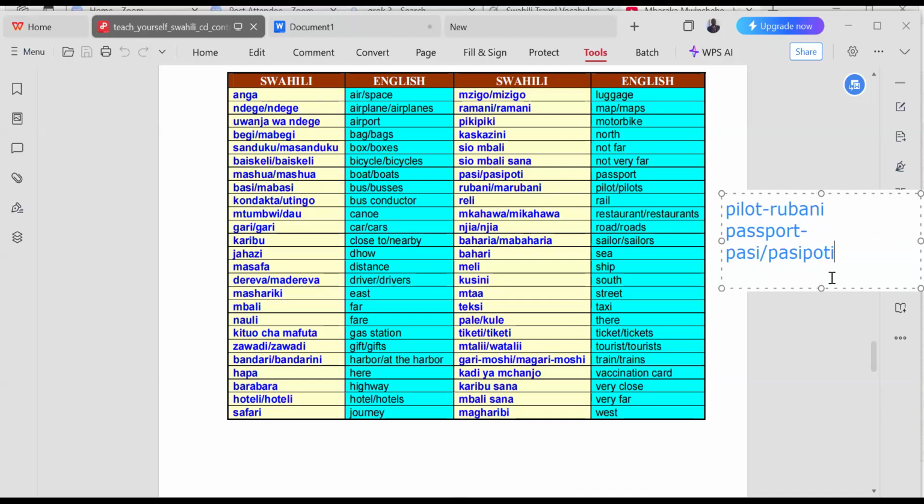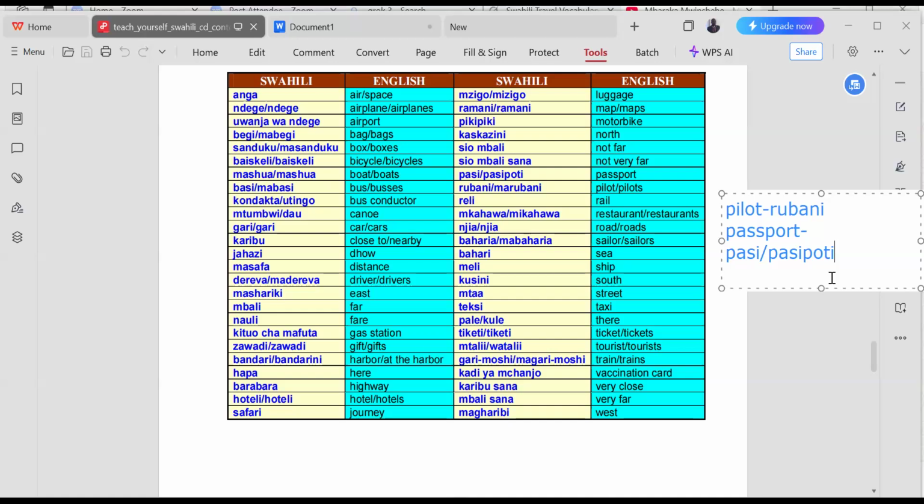The same way, even visa, we are borrowing directly from English. So just call it visa. That's how we call it over. So here someone will ask, uko na visa? The same visa we are borrowing from English. Or pasi for the passport.